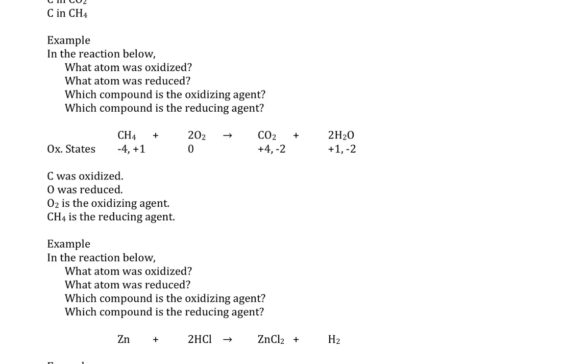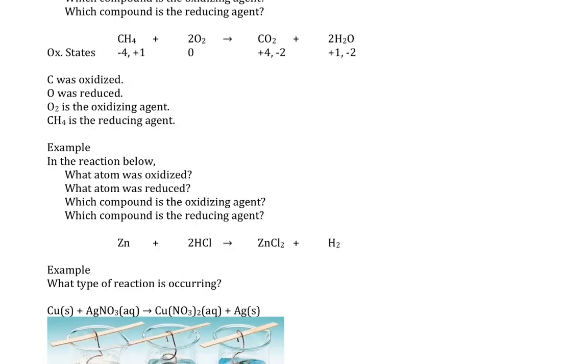Oxygen caused the oxidation of the carbon, so O2 is the oxidizing agent. And the one that gave up the electrons is the CH4, so it's the reducing agent. Here's an example for you to do. We have the overall reaction, so determine if it's a redox reaction or not. Get the oxidation states of everything and determine what atom was oxidized, what atom was reduced, what compound is the oxidizing agent, what compound is the reducing agent.